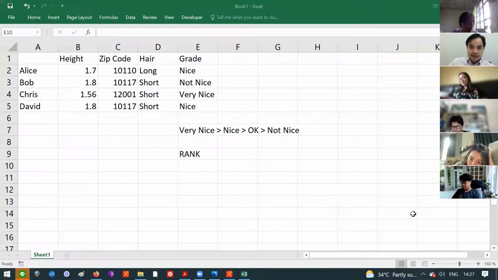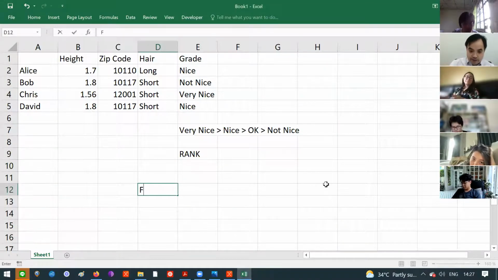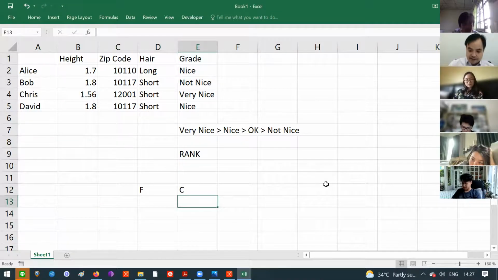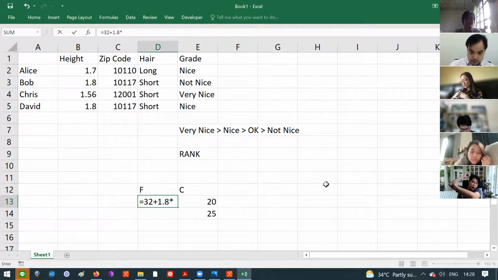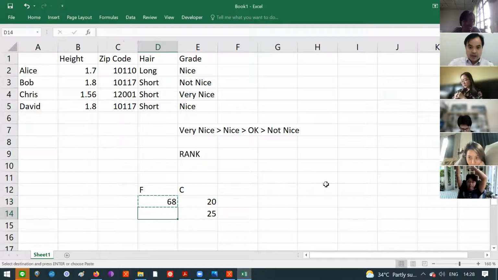You know why? Because let's have 2 rooms, Fahrenheit and Celsius, right? If in Celsius, let's say 20 and 25. And this one is 32 plus 1.8 times that. You know how to do conversion, right?